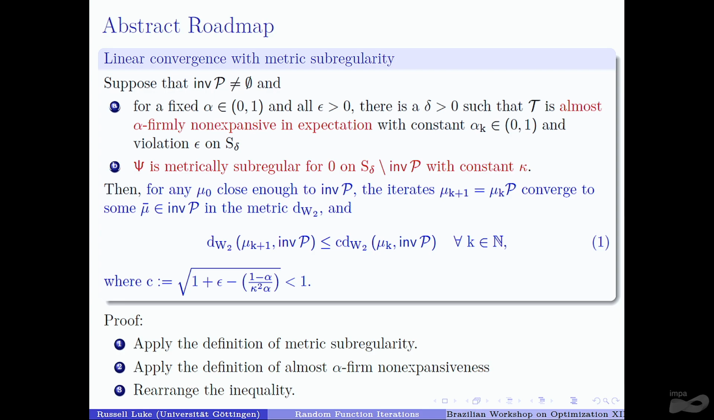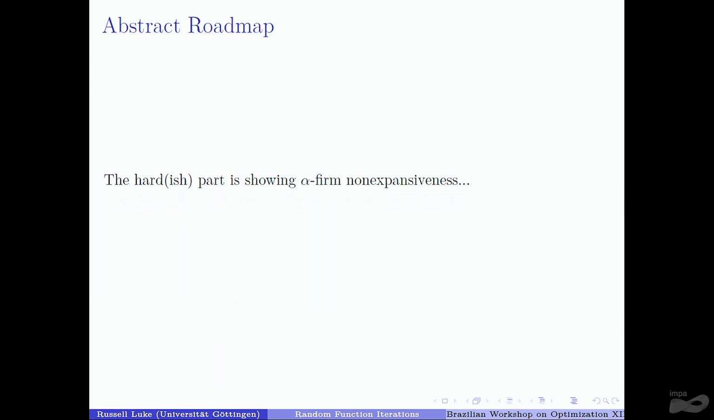The hard part is showing that for your application, you satisfy those things. It's not super hard, but hardish, to show the alpha firm non-expansiveness. The really hard part is showing metric subregularity. But as I mentioned, metric subregularity pops up in so many different contexts. It has different names: Kudryavtsev-Ioffe-like error bounds, subtransversality.